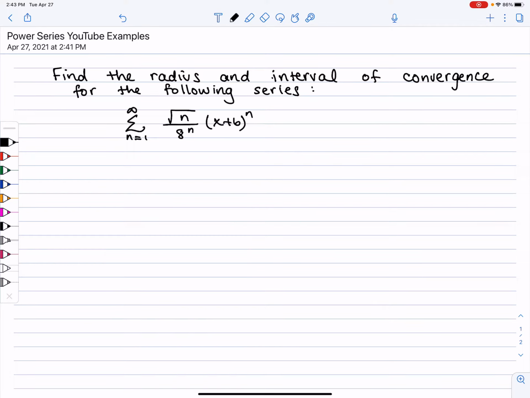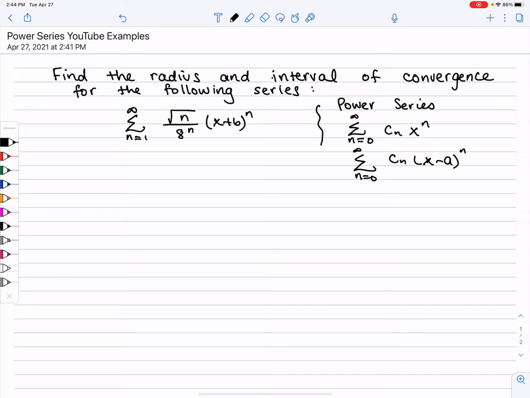In this example, we're going to find the radius and interval of convergence for the following series. Remember, when you have a power series of the form sigma as n goes from 0 to infinity of c sub n x to the nth power. Or if we have a power series that is centered at a, then we have sigma as n goes from 0 to infinity, c sub n, x minus a to the nth power.